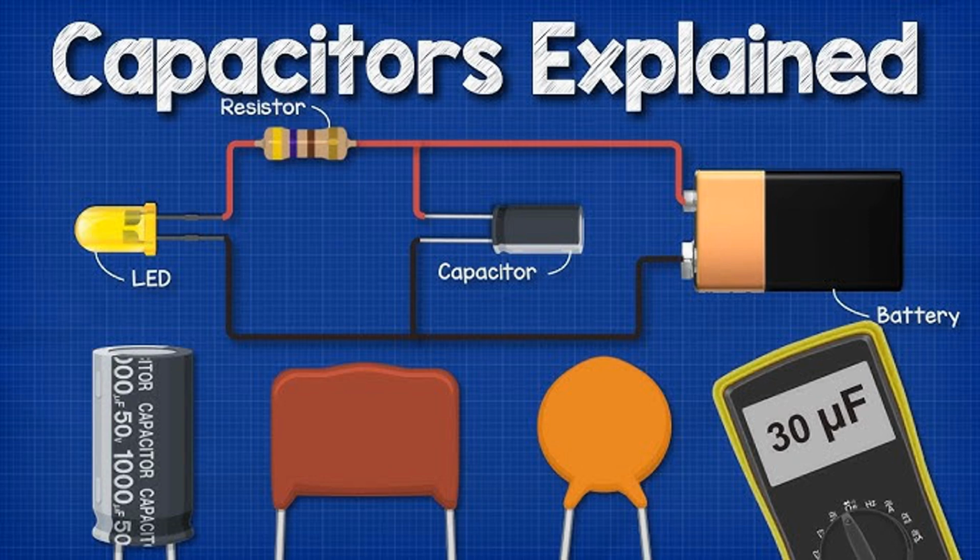Bandpass filters allow signals within a specific frequency range to pass through while blocking signals outside this range. Bandstop filters block signals within a specific frequency range while allowing signals outside this range to pass through. Applications of capacitors in filtering.